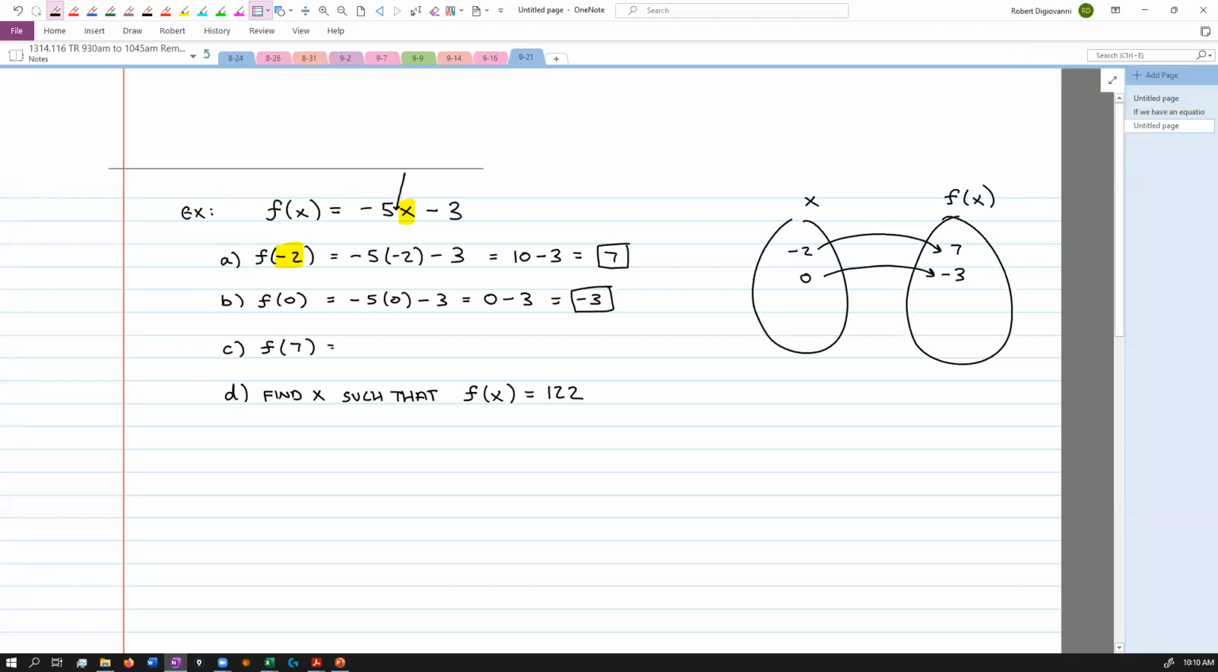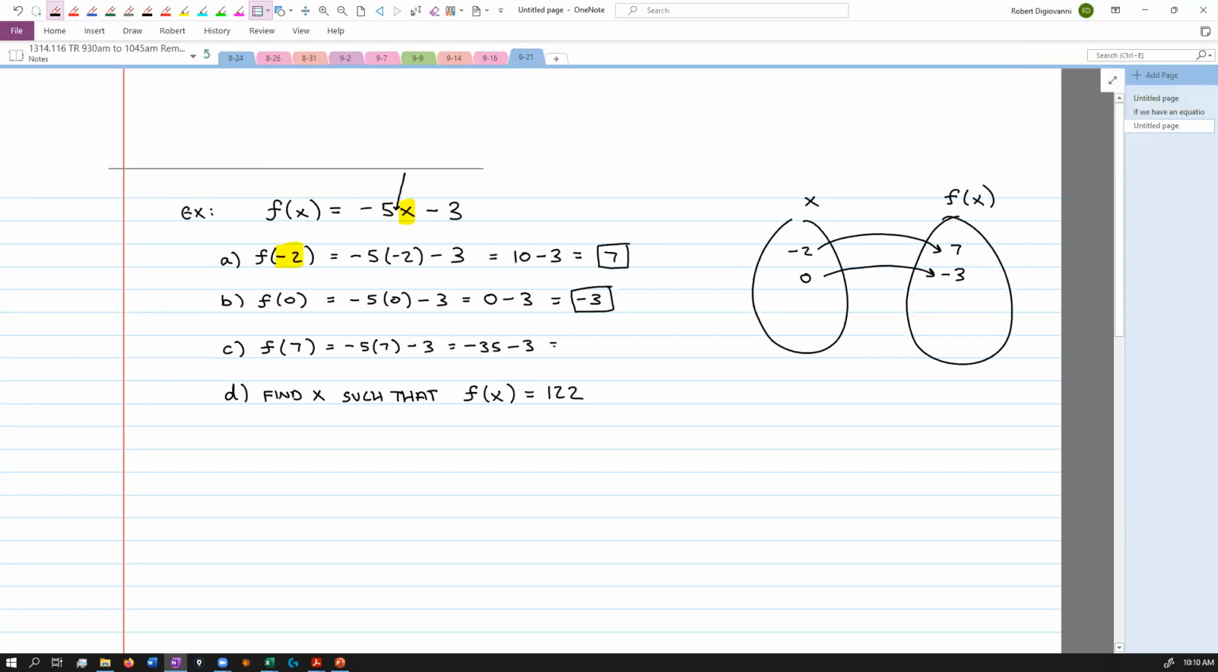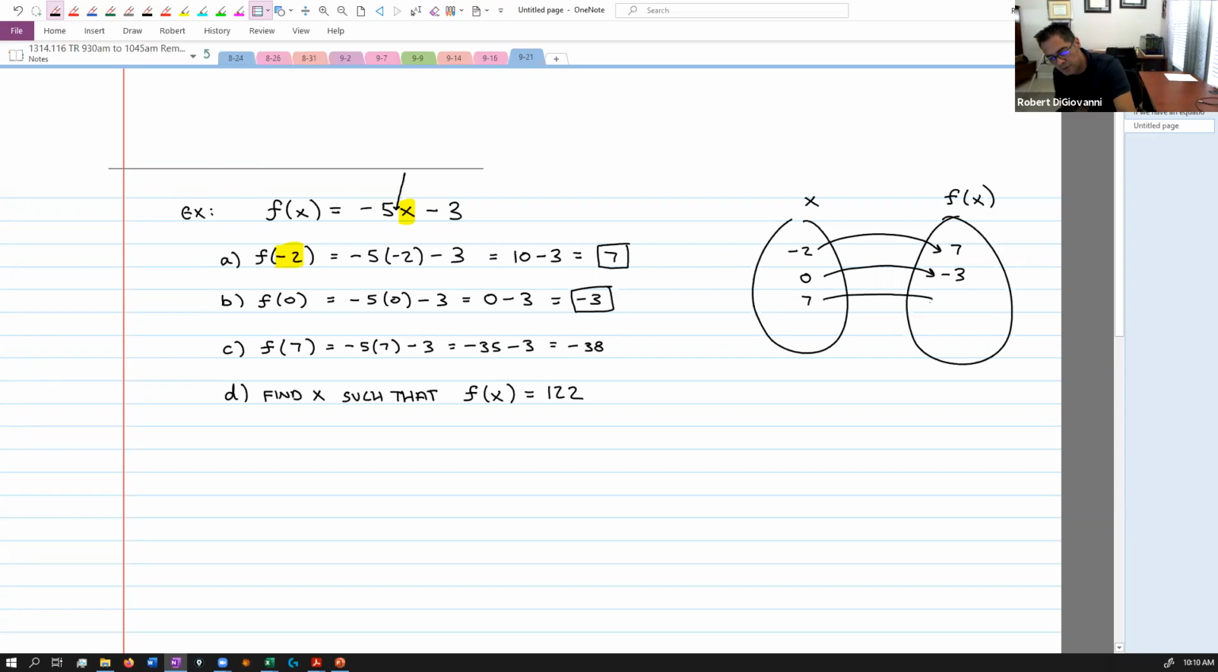And then, can I do 7? Yeah, go ahead. So negative 5 times 7, which would be negative 35. Yeah. Minus 3, which would add to it, so negative 38. Negative 38. Okay, so 7 gets taken over to negative 38.